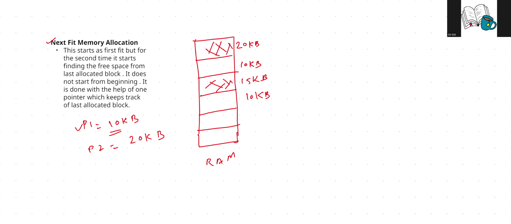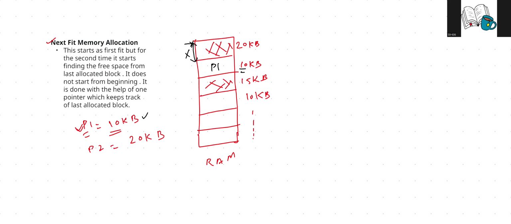Whenever the first process P1 comes up, the operating system will allocate memory using the first fit method. In the first fit method, your operating system will start scanning the RAM from the start. It will come across the first block, which is already allocated, so this block cannot be used by process P1. Then the second block comes out to be free. So process P1 will be allocated the second block, which exactly matches the requirement of 10 KB.